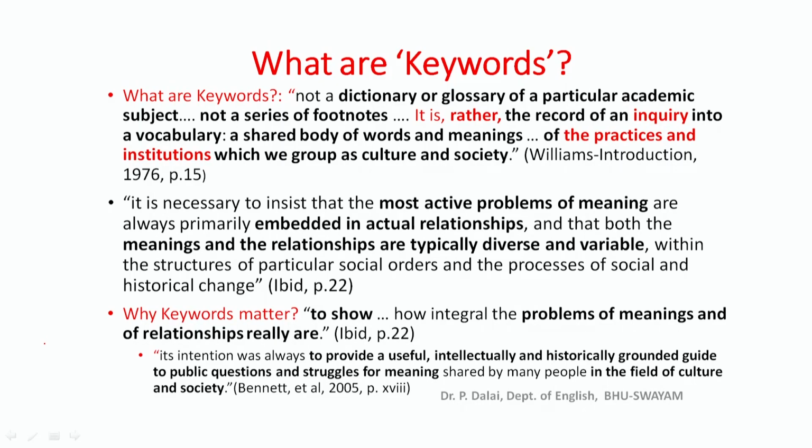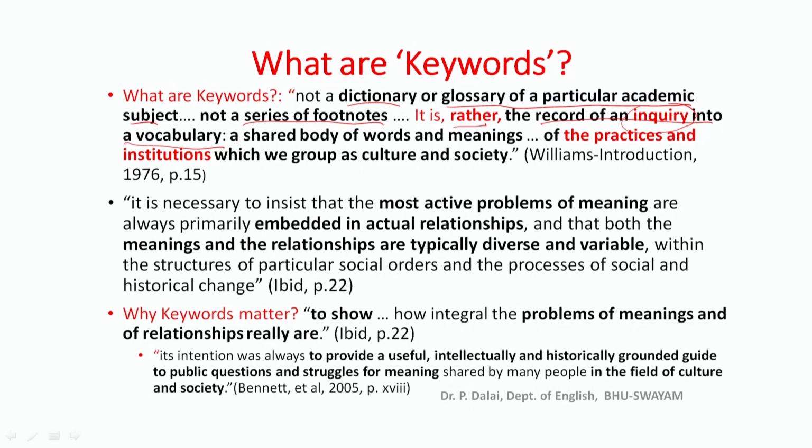He says, these are not academic words. They are not a dictionary or glossary of a particular academic subject. Neither are they a series of footnotes that you usually find in traditional books. So, what are they? Williams defines these words as rather the record of an inquiry into a vocabulary. By inquiry, he means the radicality, the political, the usefulness, the intellectuality, the polemical connotations of these words that he has included in the volume.